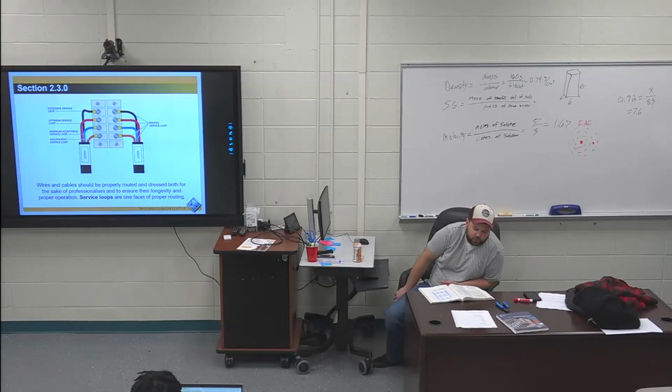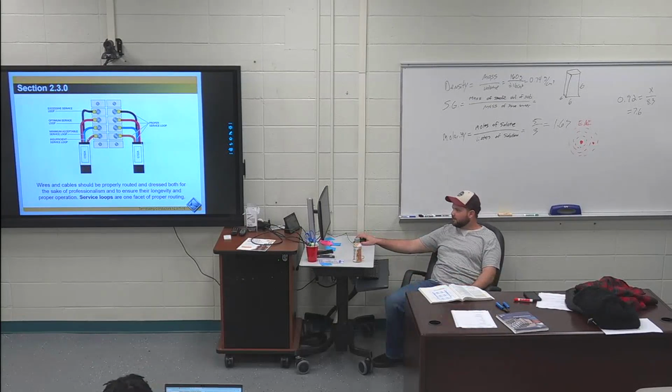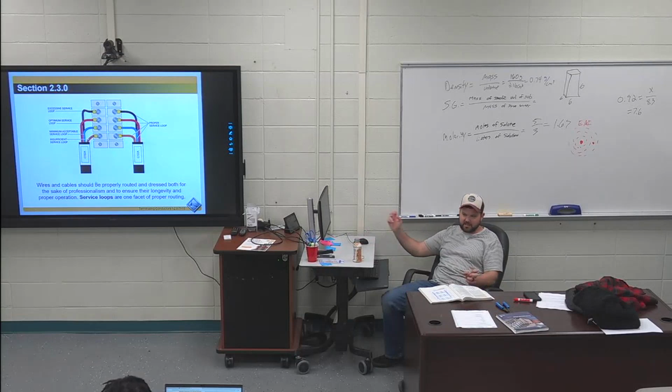This second bullet point, the whole thing is highlighted and it's also an online test question. Service loops allow sufficient slack at the termination of each wire to permit one repair, such as cutting off a terminal and re-terminating. So if I'm looking at this, this has a proper service loop. So if something happens to this, I can cut this back and I can still put another termination on this, right?